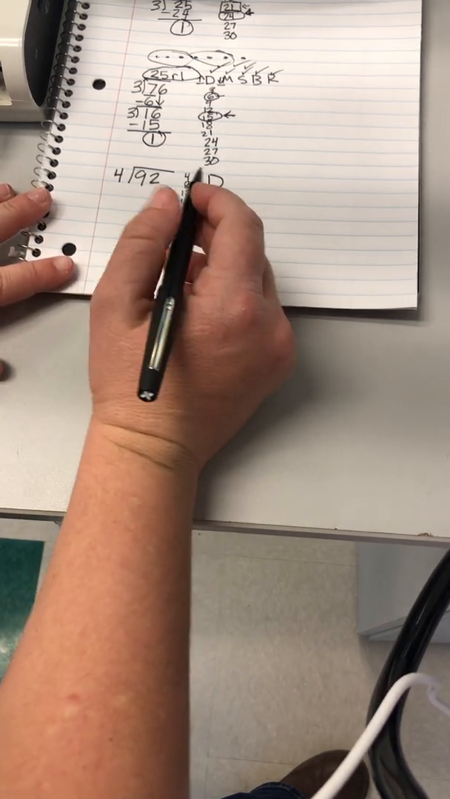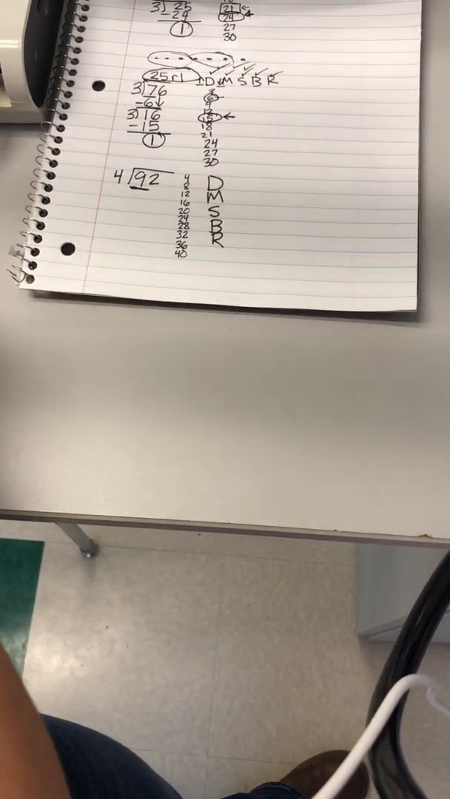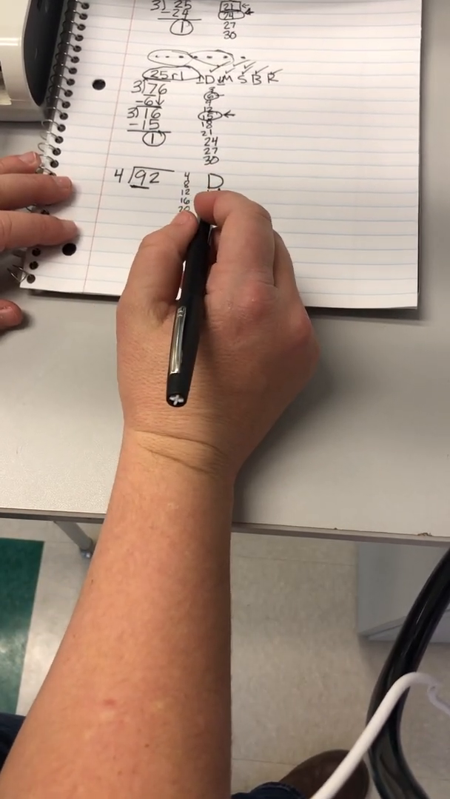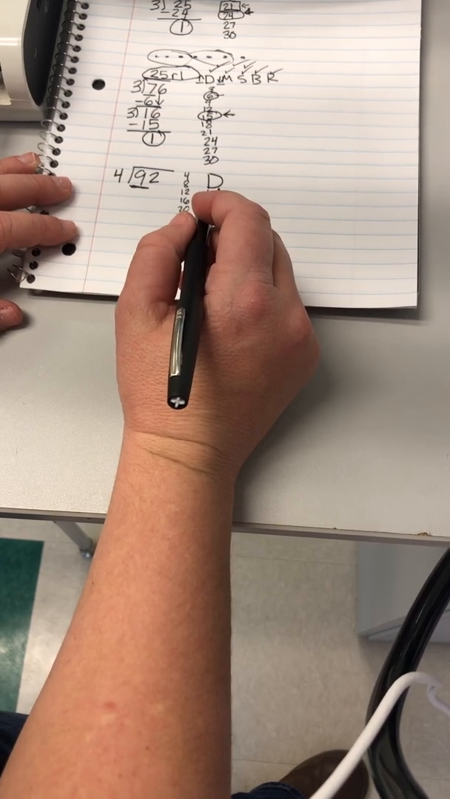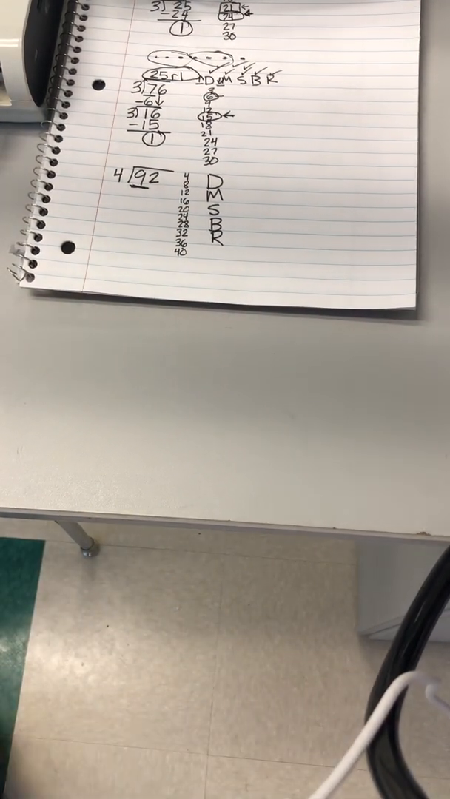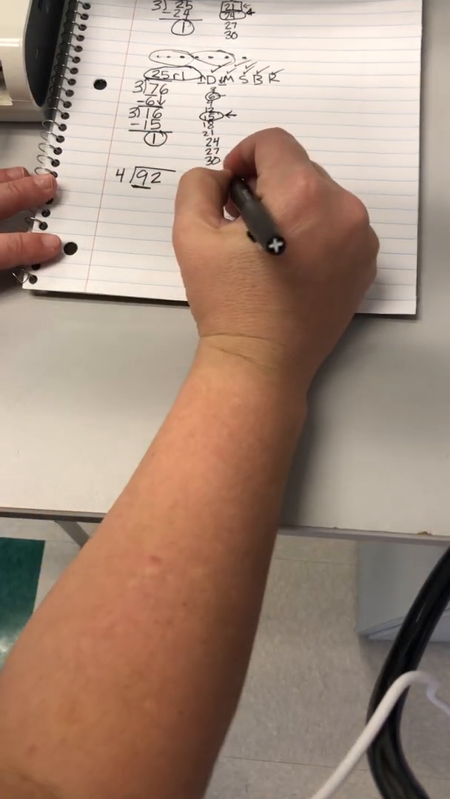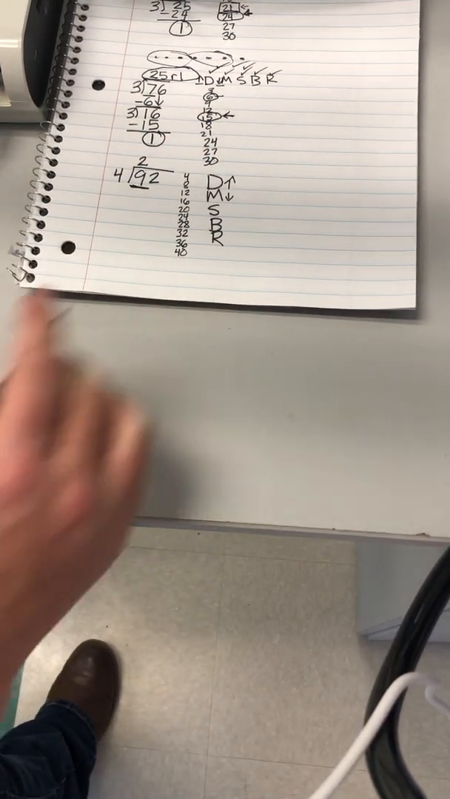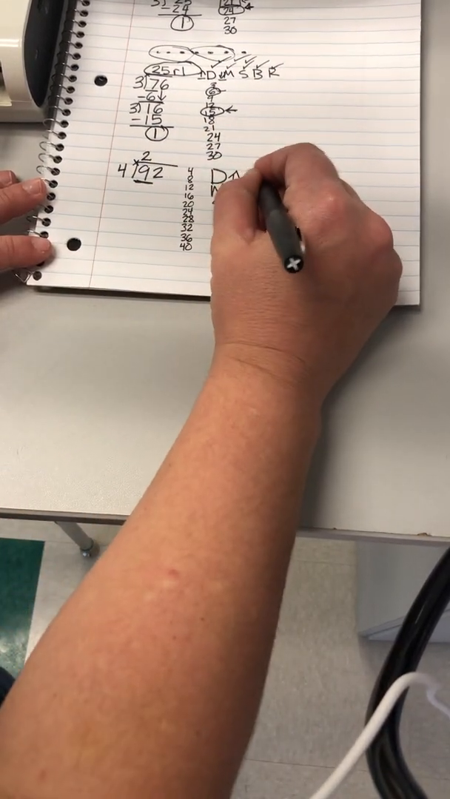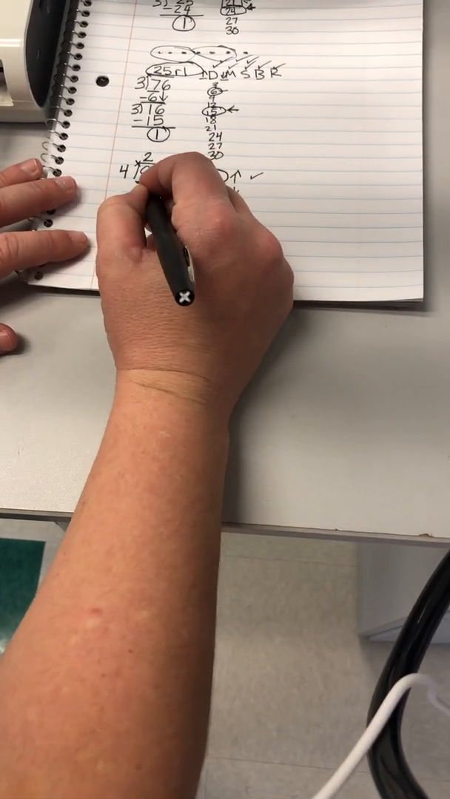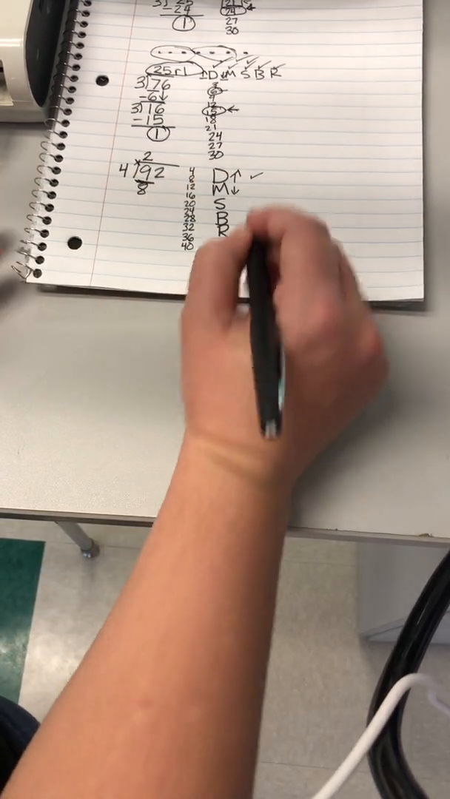Alright, now we go to my first digit. And we say 9 divided by 4 is what? Not 8, because I can't make 8 groups of 4. How many groups of 4 can I make out of 9? 2 groups. So I put my 2 up top. And then now I multiply. 4 times 2 is what, Jameson? That's 8. Now that's where I put my 8.